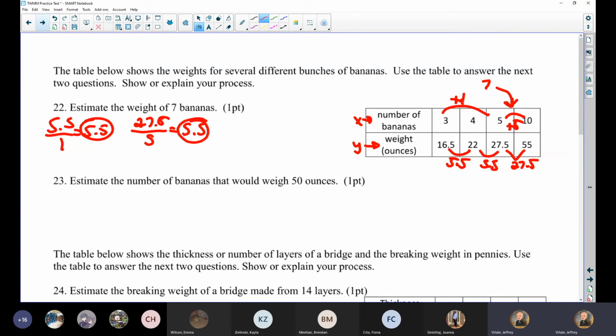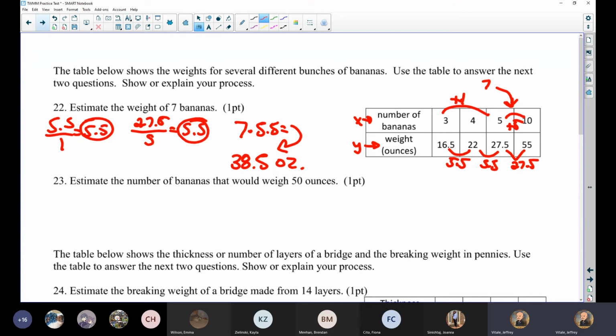So if we know what the constant rate of change is, the weight's going up every 5.5 ounces for every banana. That's 7 bananas. Just multiply it by 5.5. And you would get 7 times 5.5 is 38.5 ounces. So just by finding that little bit of information first, made our life a whole lot easier, right?